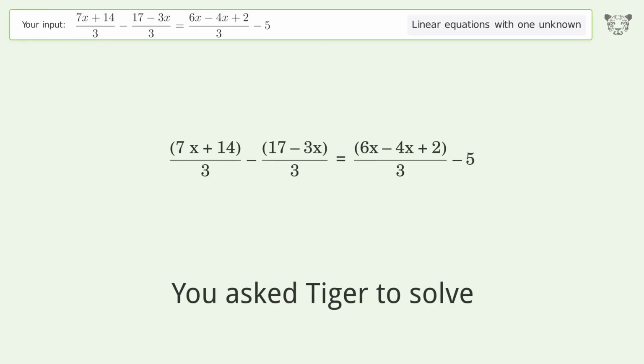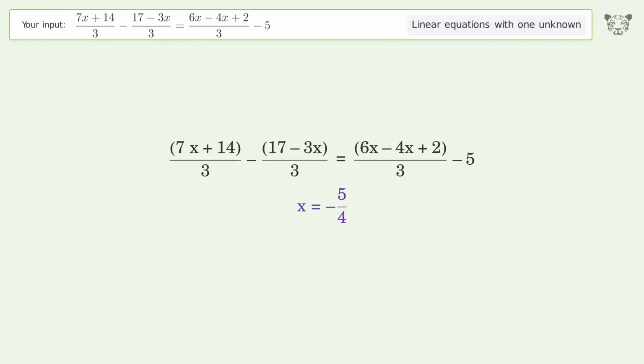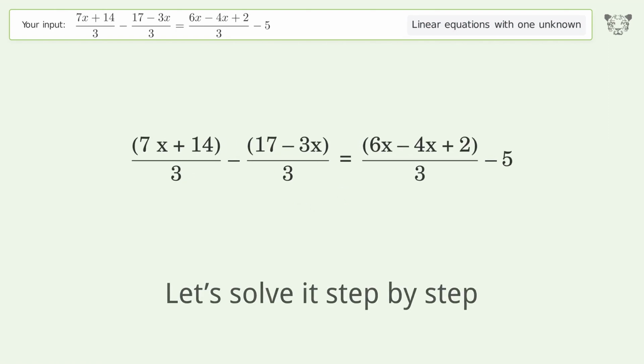You ask Tiger to solve this. This deals with linear equations with one unknown. The final result is x equals -5/4. Let's solve it step by step.